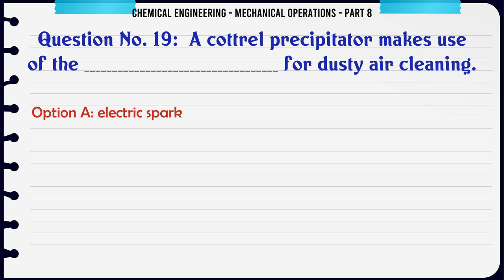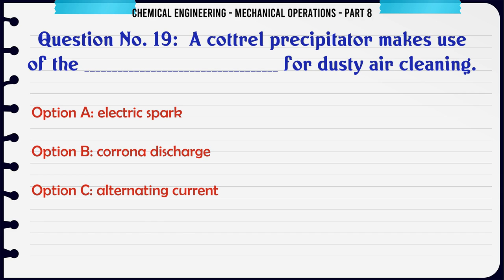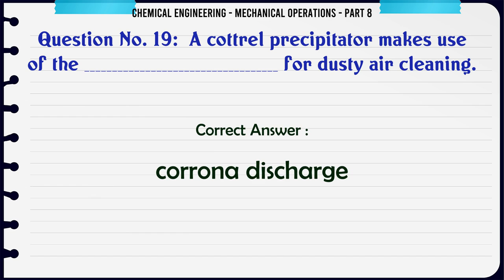A Cottrell precipitator makes use of the for dusty air cleaning. A. Electric spark. B. Corona discharge. C. Alternating current. D. None of these. The correct answer is corona discharge.